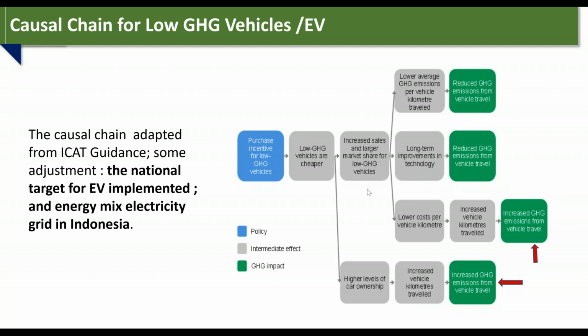But we also have to be alert, because we are expecting the vehicles to be cheaper than the normal ones, and the same impact could probably happen as with our LCGC policy. The lower cost per vehicle kilometer will increase the vehicle kilometers, and the higher levels of car ownership will increase vehicle kilometers traveled. So these two will increase the GHG emissions.